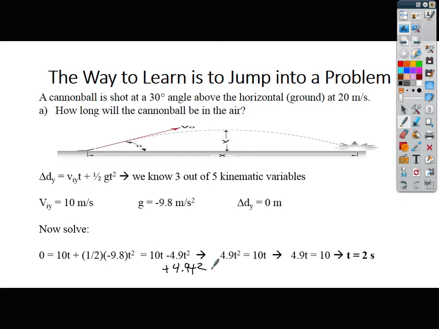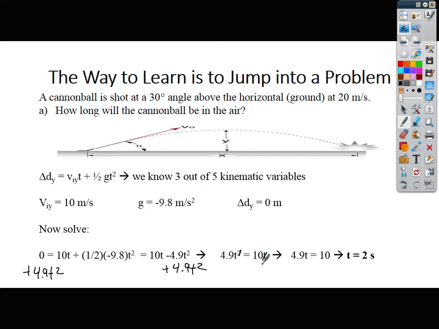I'm going to do this very slowly so everybody sees it clearly. Add 4.9t squared to the other side. So now I have 4.9t squared equals 10t. I can cancel out one of the t's because they're on both sides. So I'm left with 4.9t equals 10, t equals 2 seconds. T equals 2 seconds. Okay? Basically, obviously with a little bit of rounding there.